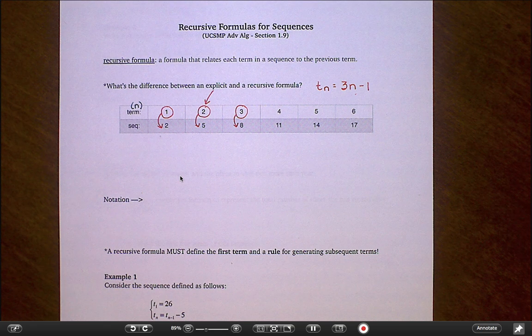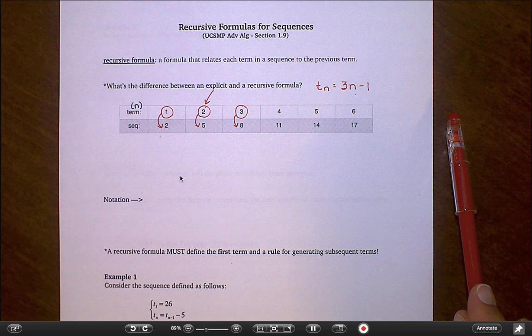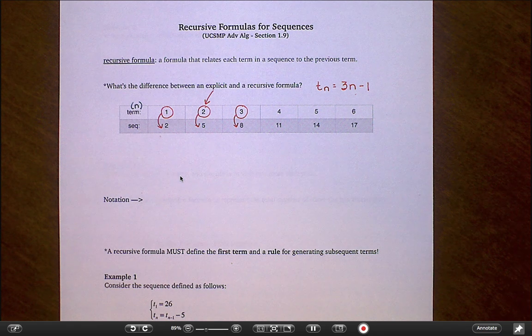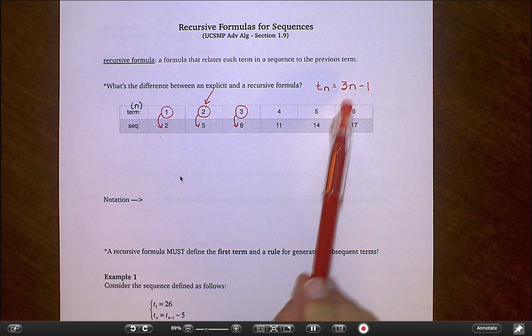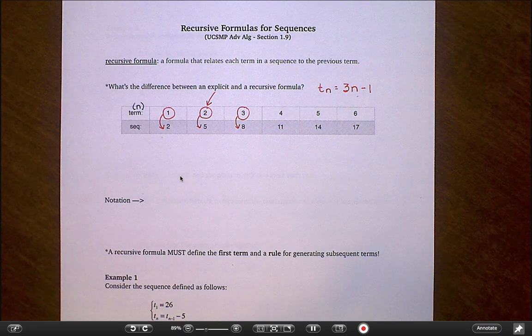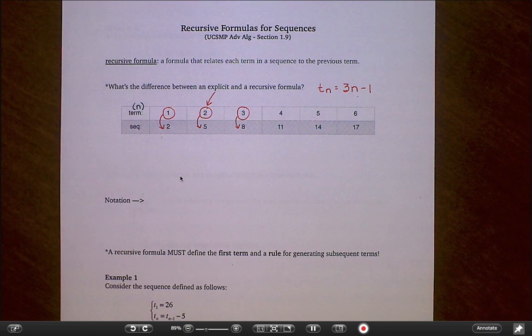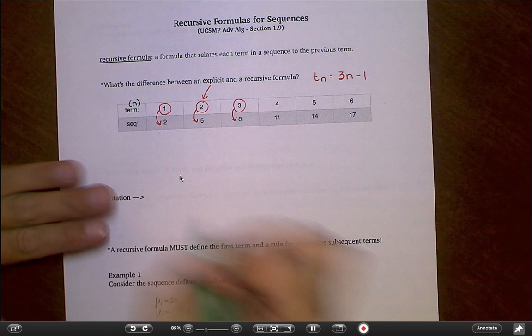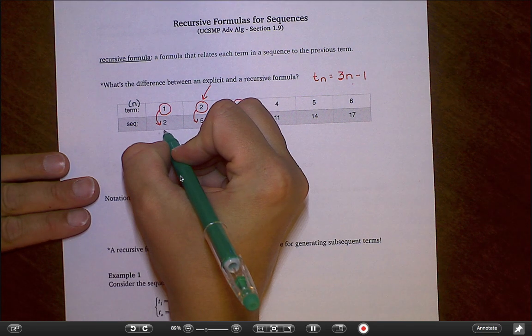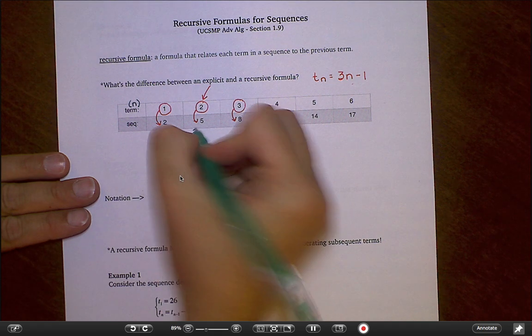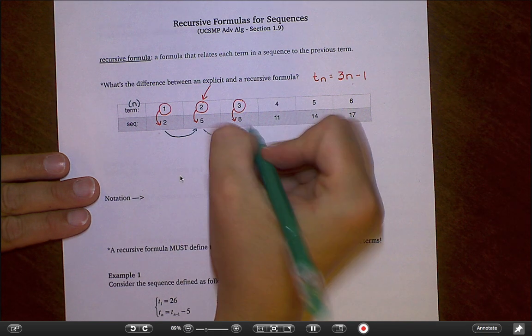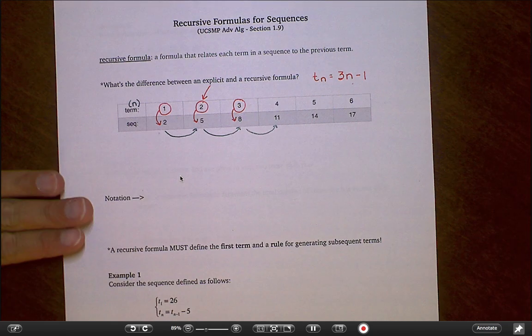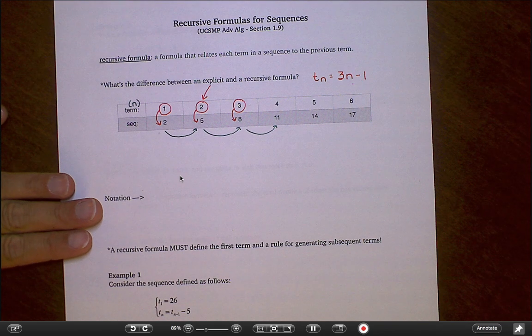So an explicit formula is helpful if I want to jump way down the line and come up with term 20, let's say. I should be able to just plug 20 into this formula and it would spit out that term number, okay? Today what we're looking at is what's called a recursive formula. A recursive formula doesn't use the term number really at all. A recursive formula is concerned with how do I jump from one term to the next term? How do I go from here to here to here? And again, that's probably what's more obvious to you.